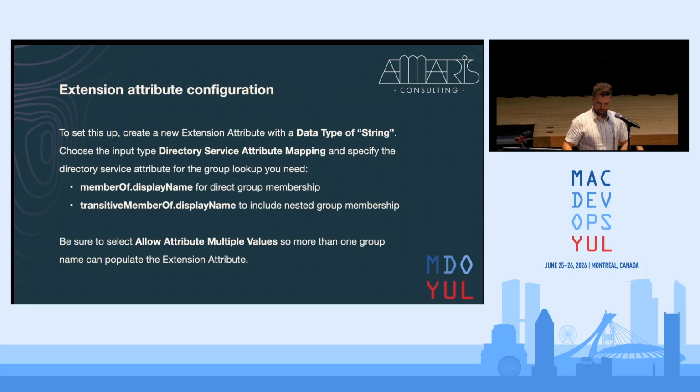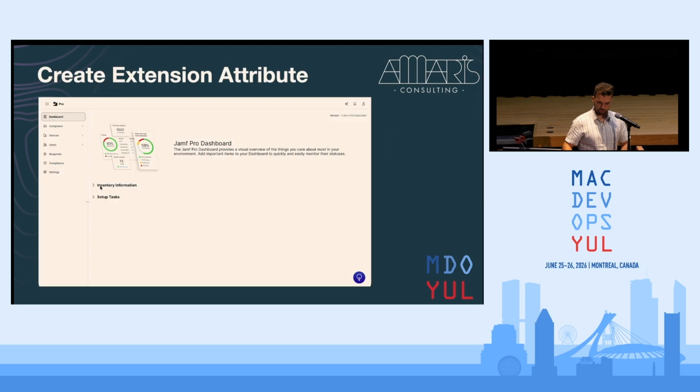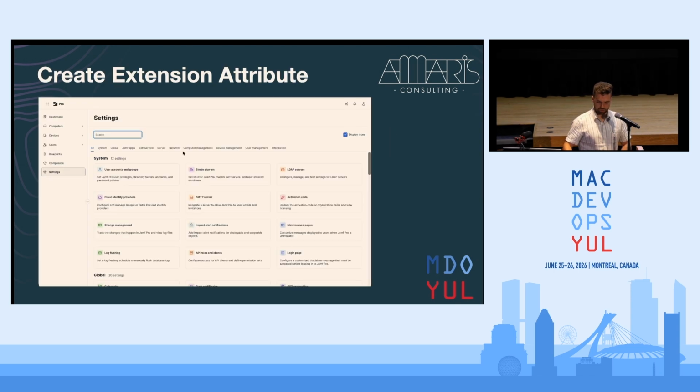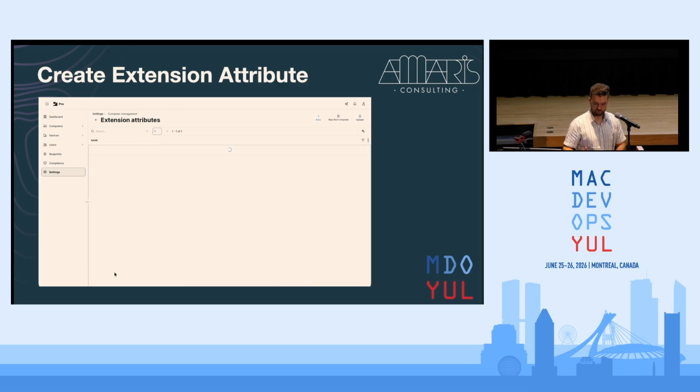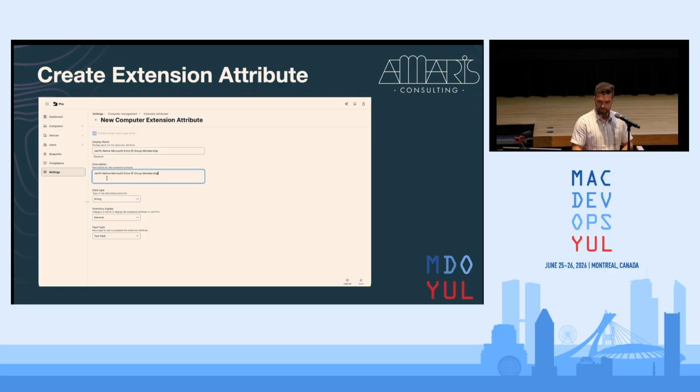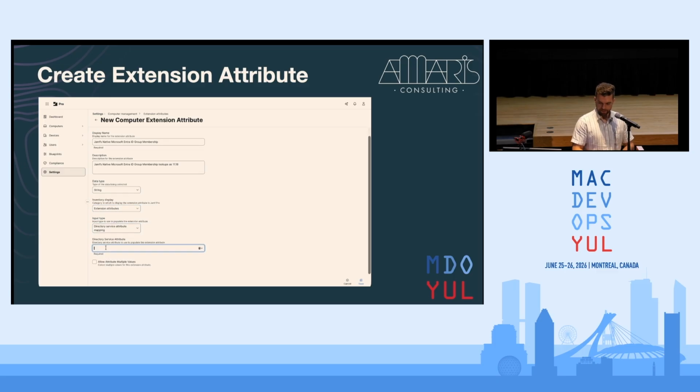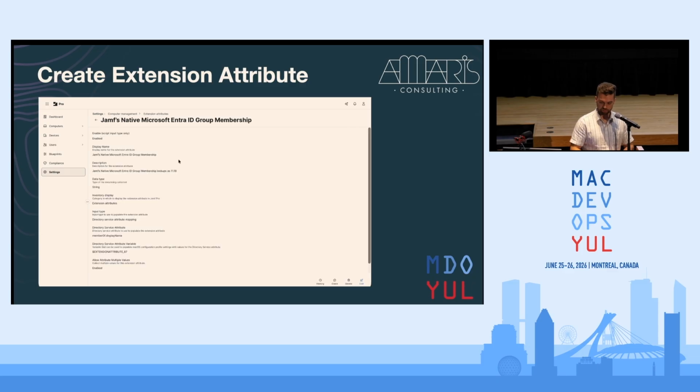I'll go over this, but first I'll show you a quick demo video of how to create that extension attribute. So we go in settings, computer management, extension attributes. I'm going to name this one Jamf native Microsoft Entra ID group membership. Then I'll make it appear under extension attributes, directory service attribute mapping, and you simply put that attribute right here, name memberOf.displayName. And we want to allow attribute multiple values.